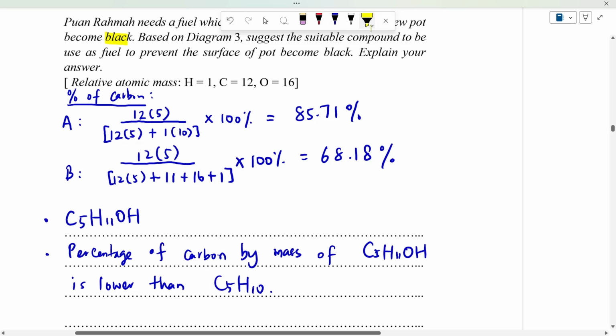So remember, this question is also very popular in the SPM questions. So you should be able to justify: more percentage of carbons means that the sootiness will be higher. Okay, more soot. Okay or not?